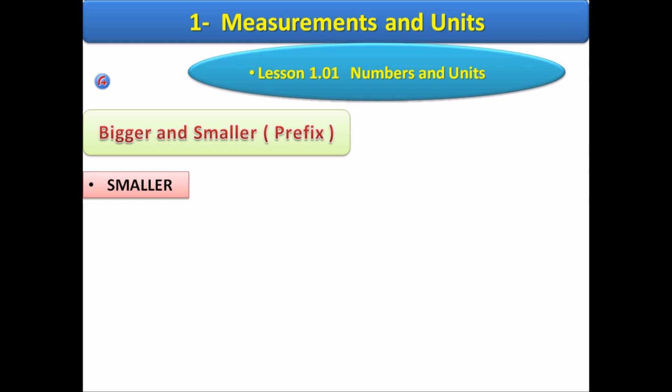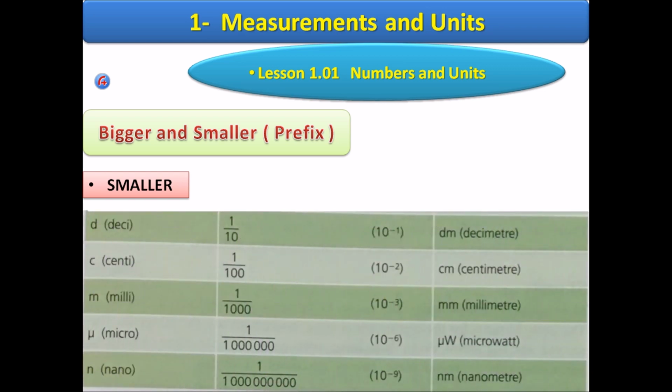Now, we will talk about smaller prefixes. We have 5. Deci, the meaning of deci is 10 to the power of minus 1. Centi, 10 to the power of minus 2. Milli, 10 to the power of minus 3. Micro, 10 to the power of minus 6. Nano, 10 to the power of minus 9.